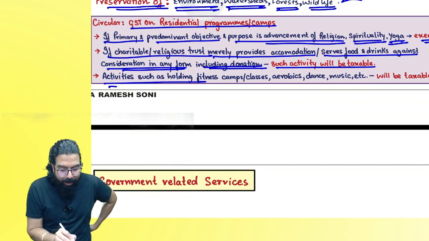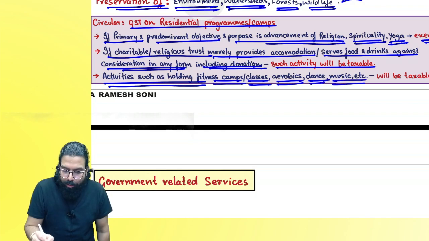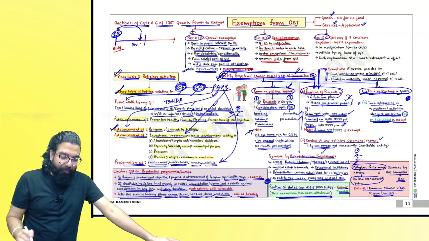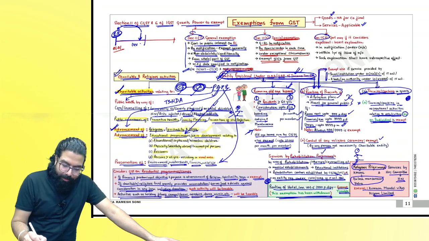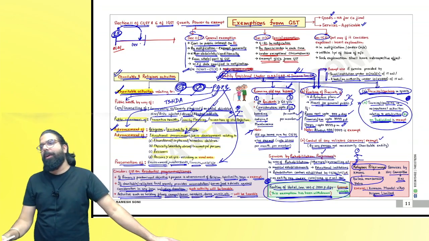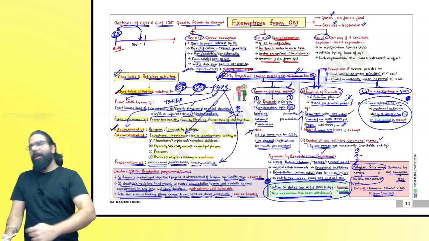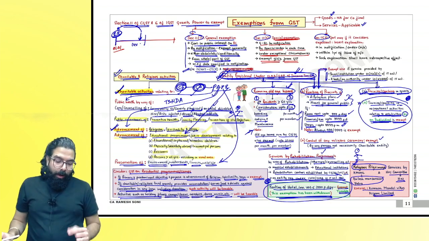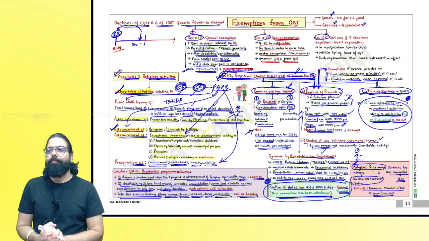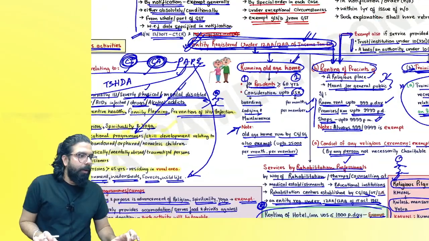The next one over here is, sir, you are holding fitness camps, classes, aerobics, dance, music, all these are always taxable. Here we are done with your first chart. I feel from an exam point of view, they can ask a question on the amendment points which are there. Please be very careful about it. Right, everyone? Anything and everything can come. But I'm telling you the two amendments which are there, please be careful. Right, everyone? Chalo, we are done with our exemption for charitable and religious activities. Can we go ahead, everyone?